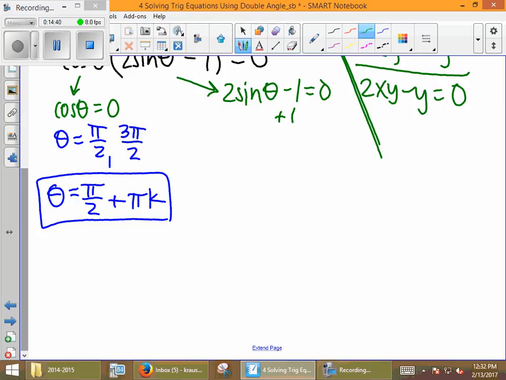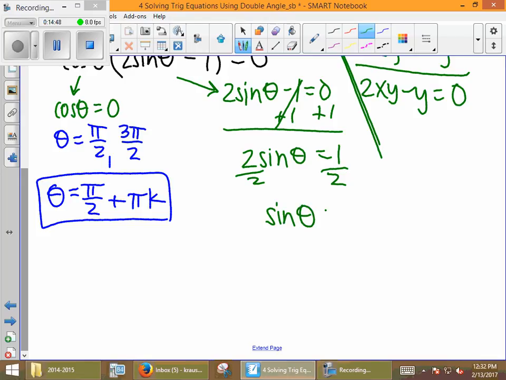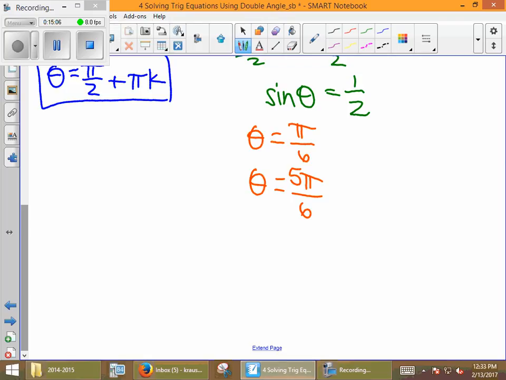For this one, add the 1, divide by 2. So trying to figure out where does sine equal a half. Pi over 6 and 5 pi over 6. Are those two going to make the same line? No. So they both get 2 pi k.